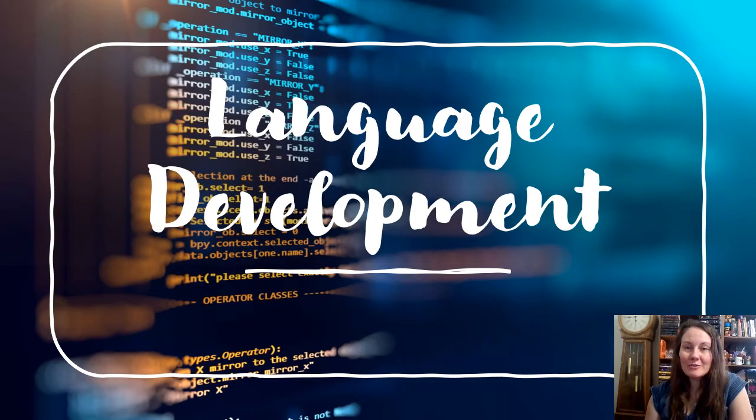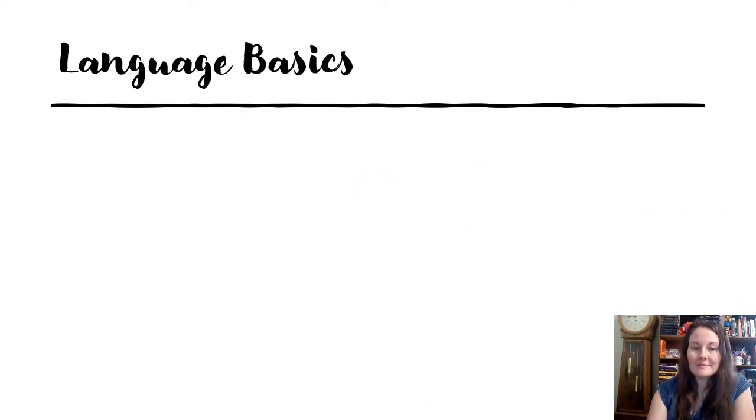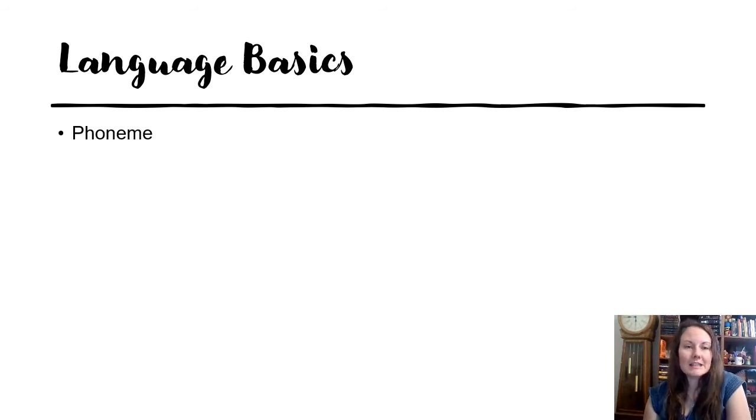So after the zone of proximal development, we move on to language development. This chapter goes over some very basic language elements. The first thing that it talks about are phonemes, and phonemes are basically the smallest unit of sound in a language. So a lot of children in schools will learn about phonemic awareness, and that's how they teach kids to read.